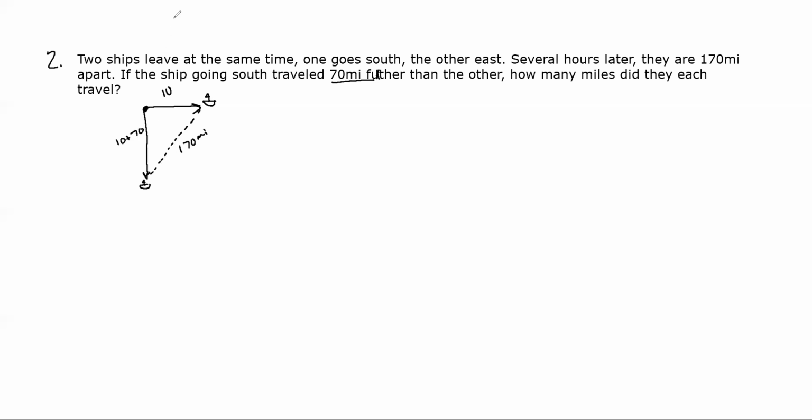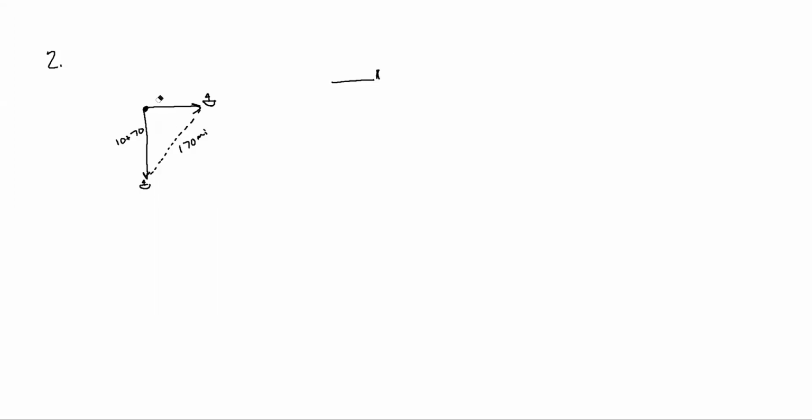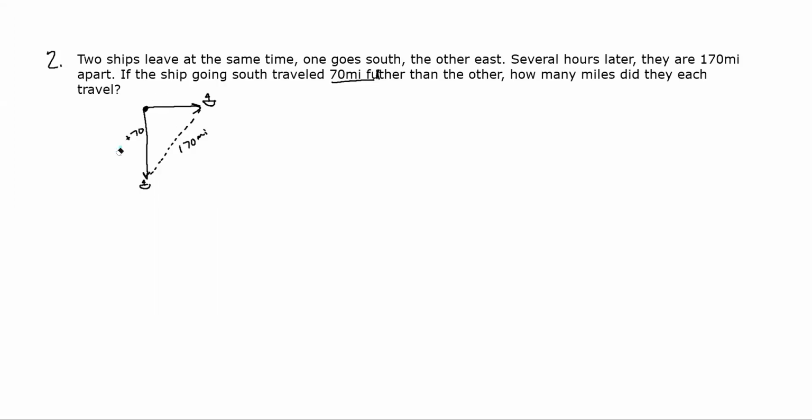But we don't know how many miles they're overlapping. I'm trying to erase them. We don't know how many miles the ship going to the east went. So let's call that x, but we know the one going south went 70 miles further. So this one is going to be x plus 70.